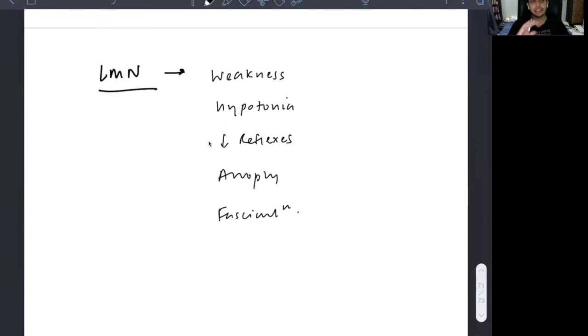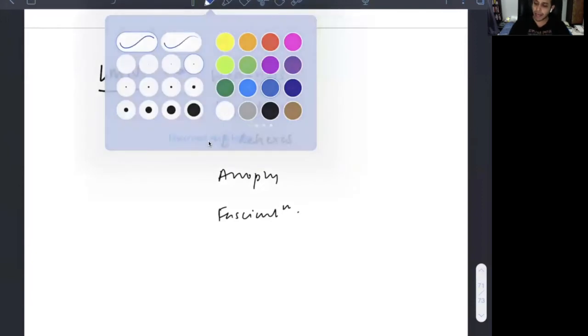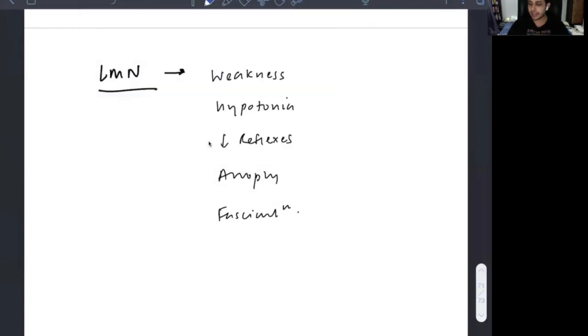Now, you have to understand that when we say that LMN has all this, it is generally true, but there are variations. So for example, in a myopathy, there will be decreased reflexes, but areflexia is not common in a myopathy. If you get areflexia, then you're thinking neuropathy. Areflexia happens in myopathy only at the late stage. So if it is very severe, then you will get areflexia.